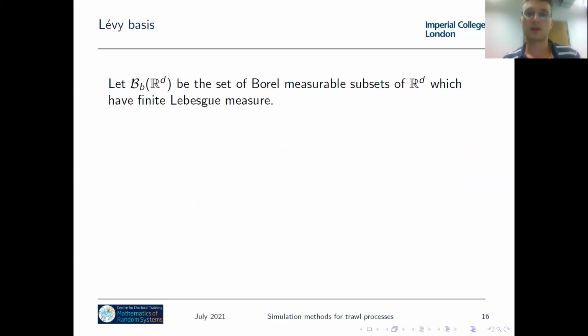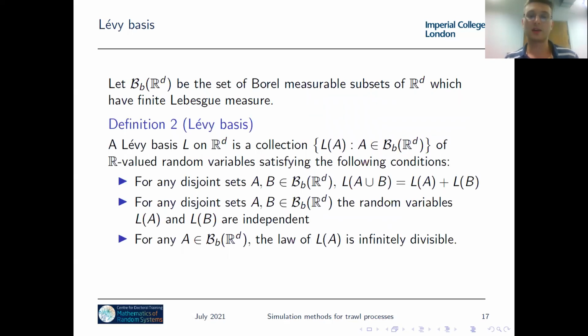Let us now introduce Levy bases. In the following, we will restrict to sets A which are Borel measurable and have finite measure. This is just a technical restriction. A Levy basis L on R^d is a collection of random variables L(A) satisfying the following three conditions. Additivity: for any disjoint sets A and B, we have L(A union B) is equal to L(A) plus L(B).